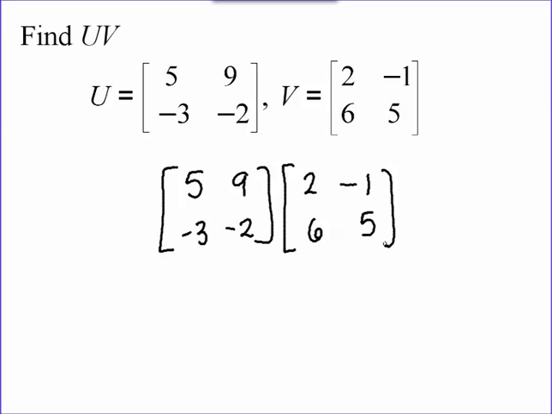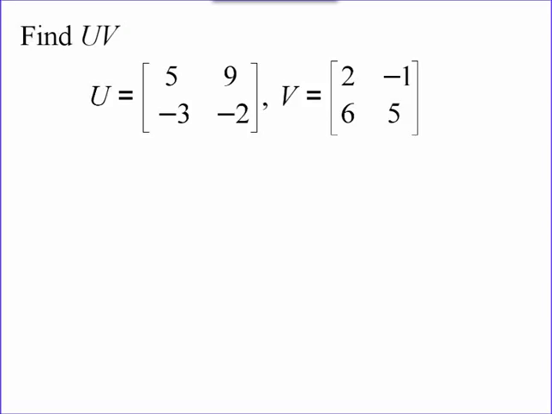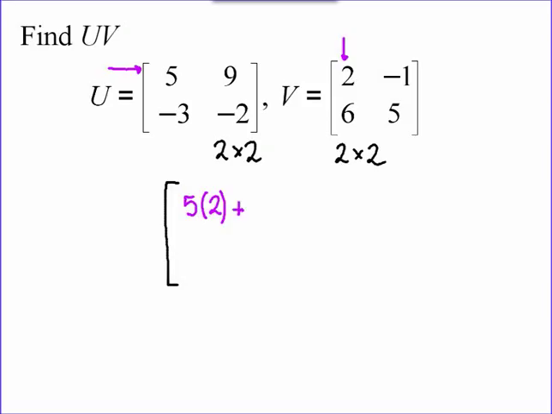Okay. Very first thing, what do we always have to do first? Check the dimensions. Good. What are the dimensions of the first one going to be? 2 by 2. What about the second one? 2 by 2. So yes, in fact, we can multiply it, and our answer will be 2 by 2. Good. All right, so let's start. What do we do? 5 times 2. Yep, row 1 times column 1. So 5 times 2 plus 9 times 6.